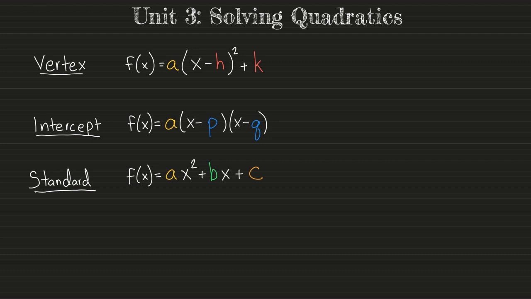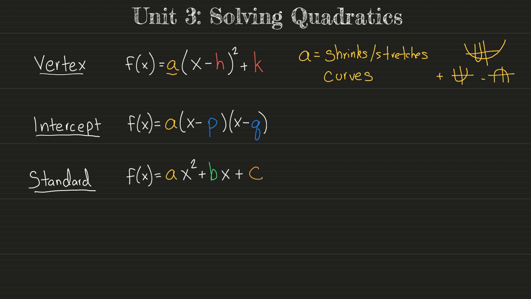When we look at a in each of these, a controls how much the quadratic shrinks or stretches. That's talking about how wide or super narrow a quadratic is. It talks also about how it curves. So if a is positive, we typically see it open upward. If a is negative, we see it open downward.